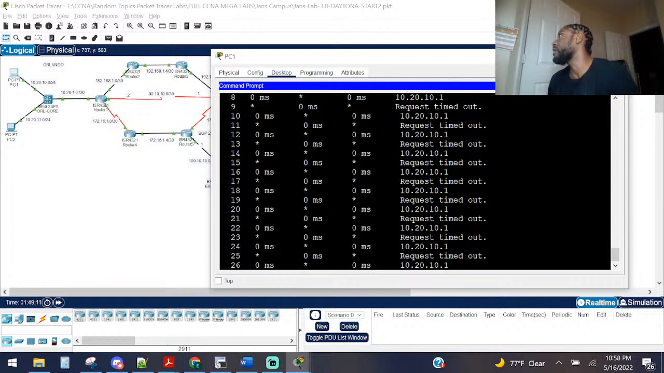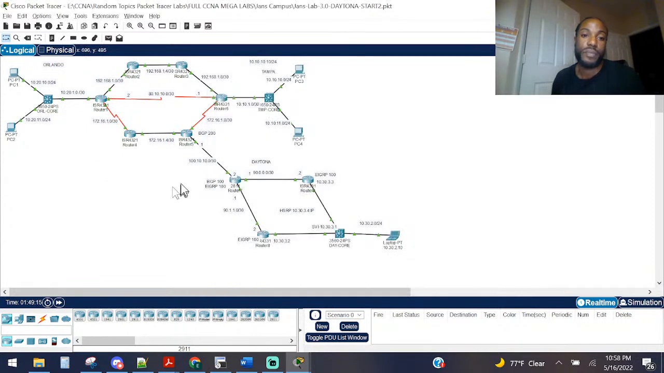Does the default gateway Orlando reach router 7? Let's see. No. So you're saying the default gateway router, Orlando. So you're talking about this right here. Can he reach router 7 back here?